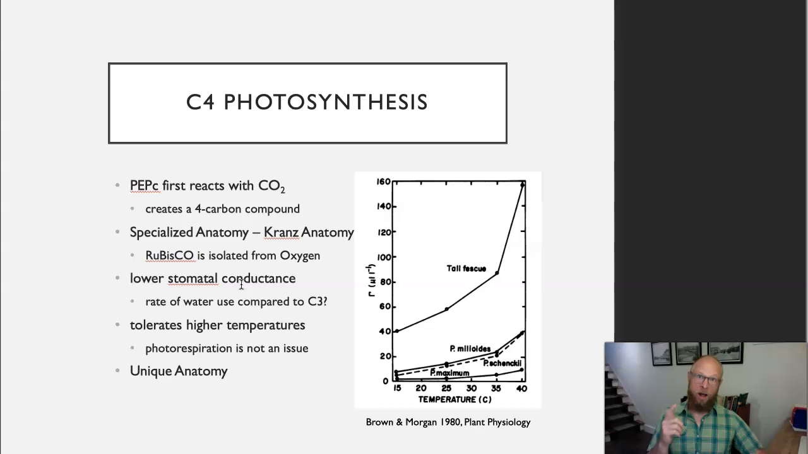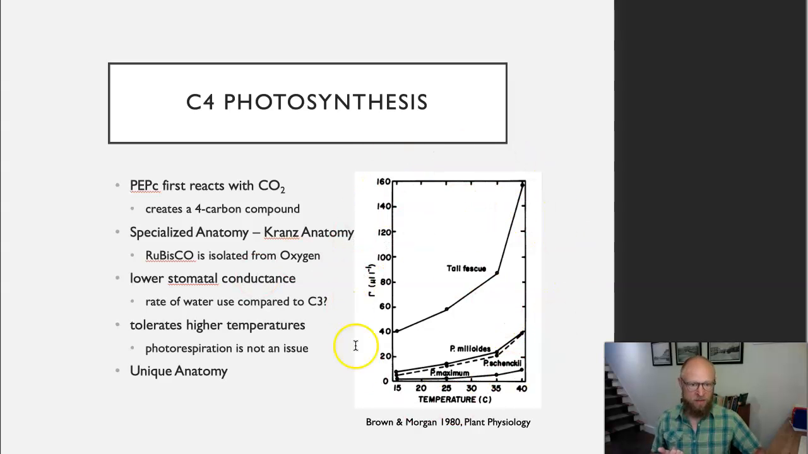Because our oxygen is separated from rubisco, so oxygen is out here by the stomate and rubisco is in here at the bundle sheath, they're spatially separated. That allows these plants to also tolerate higher temperatures. Even though rubisco still changes its structure a bit under warmer temperatures in C4 plants, there's no oxygen around to react with, so it doesn't really have a big impact on C4 plants.